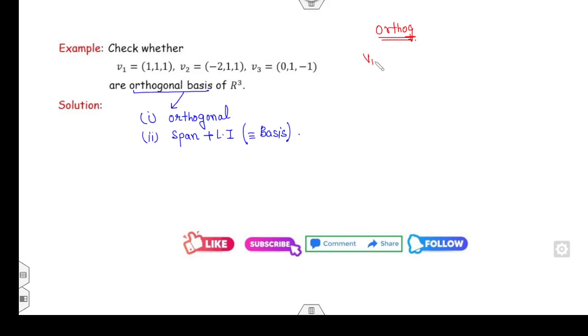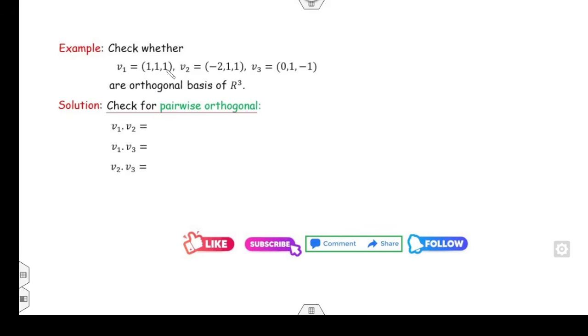So we can start with v1 dot v2, then v1 dot v3 and v2 dot v3. So what is v1 dot v2? If you substitute them, it's minus 2 plus 1 plus 1, which is 0. v1 dot v3, 0 plus 1 minus 1, which is 0. And v2 dot v3, this number is 0 plus 1 minus 1, which is 0.